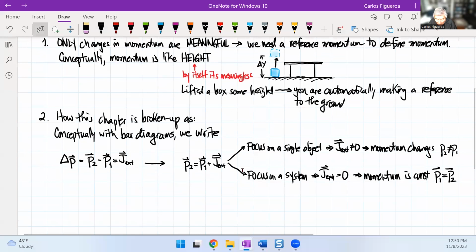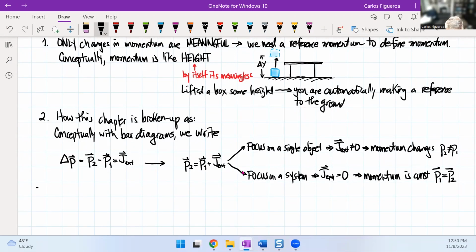Okay, so we'll finish. We've already completed the first part. We just haven't done any examples. And then the third thing that I want to remind you here is I want to talk about what is an impulse.